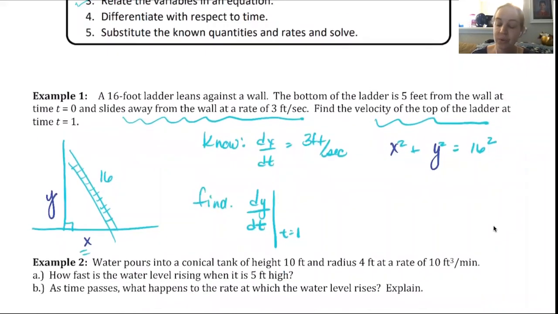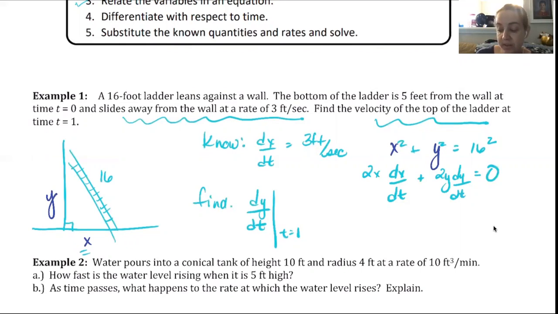Differentiate with respect to time. The derivative of x squared is 2x, times dx/dt with respect to time. The derivative of y squared is 2y, dy/dt. And the derivative of 16 squared, well, 16 squared is 256. The derivative of 256 is 0. Truthfully, it doesn't matter what the number is, it's a constant. What's the derivative of a constant? It's 0. What's the rate of change of the length of the ladder? It's 0, it's not changing.